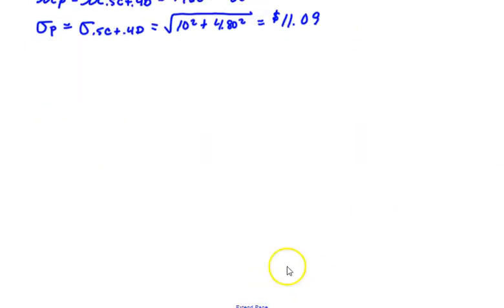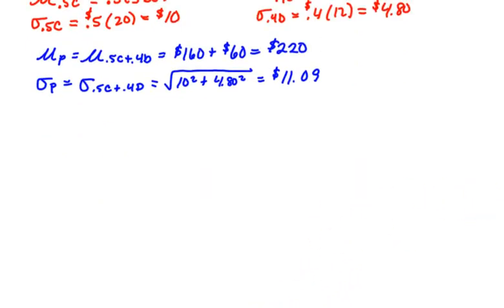So now we have a normal model for profit with a mean and standard deviation of $220 and $11.09. So once again, we are ready to find the answer to the question, how likely is it that his profit is greater than $300?